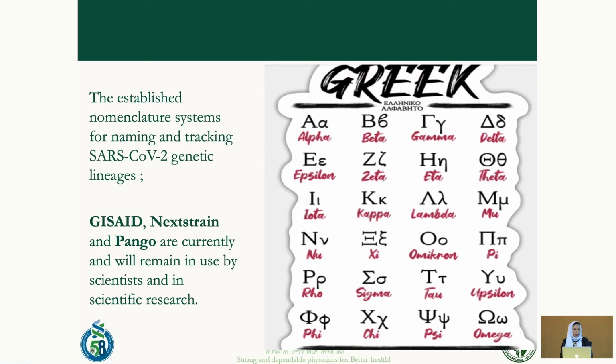So the scientists fix on the established nomenclature systems. These are GISAID, Nextstrain, and Pango, and they still remain for scientific research. But for the common understanding of the public, the WHO and the task force decided to use the Greek alphabet. So when naming COVID variants with Greek letters, it might include variants of interest, but not all variants of interest change to variants of concern. So every one of us knows about the alpha variant, beta, gamma. Definitely we know about the delta variant, but the remaining letters from epsilon to mu were also counted as variants of interest, but they did not translate into variants of concern.